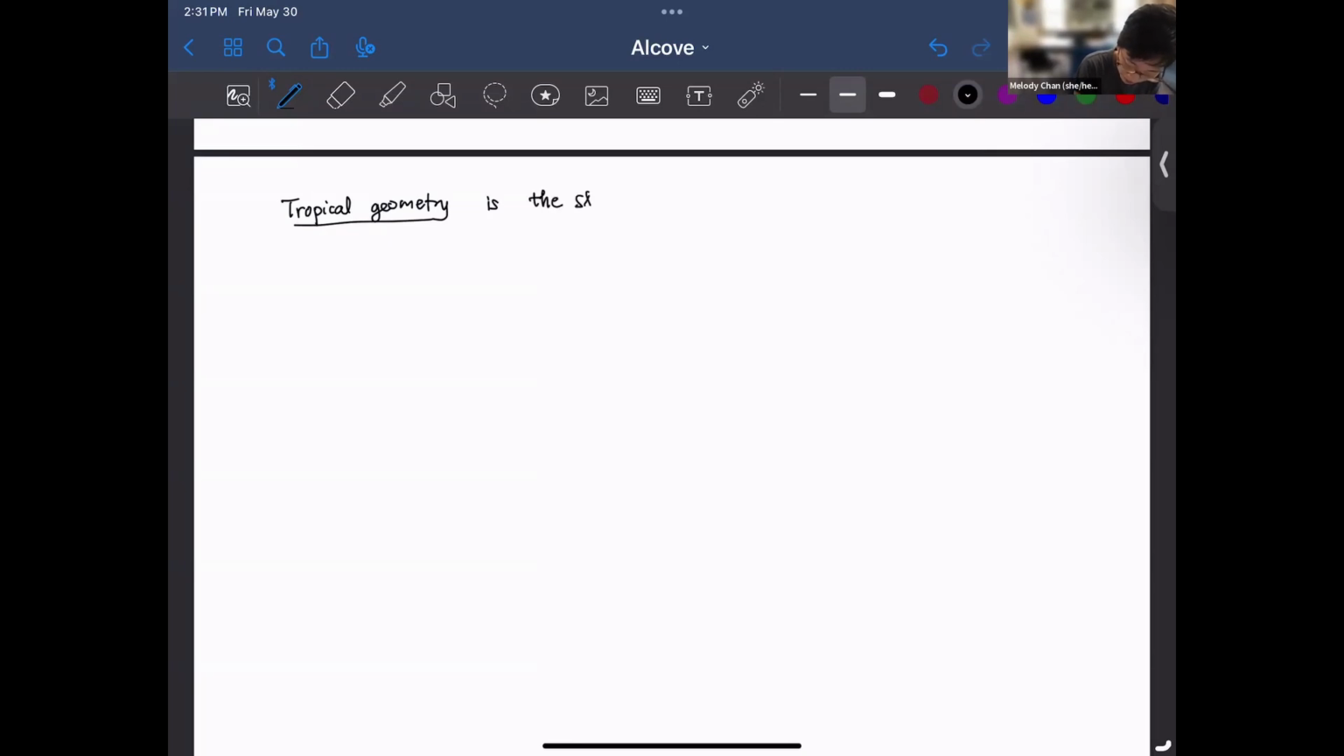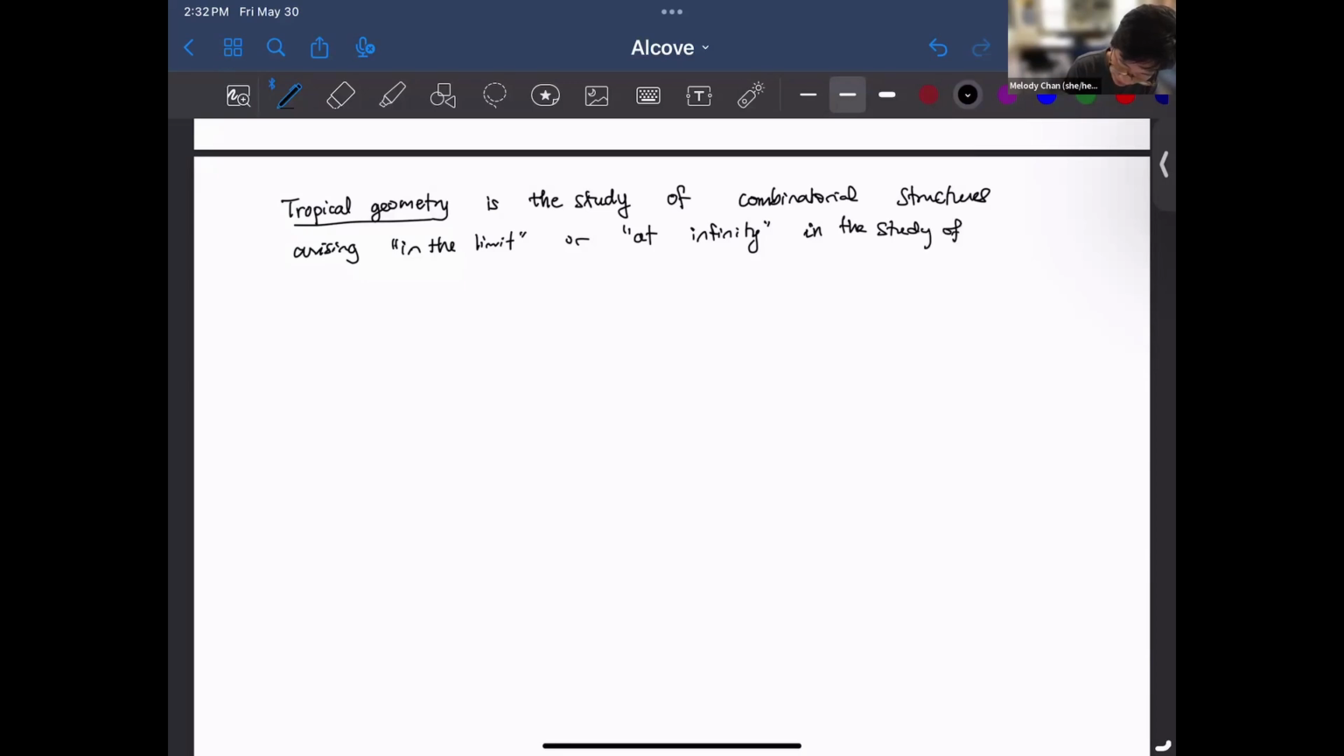It's a field, so this is not an official mathematical definition, but let me say that it's the study of combinatorial structures arising in the limit, or perhaps, if you will, at infinity, in the study of varieties. Algebraic varieties, spaces that are locally modeled by polynomial equations.